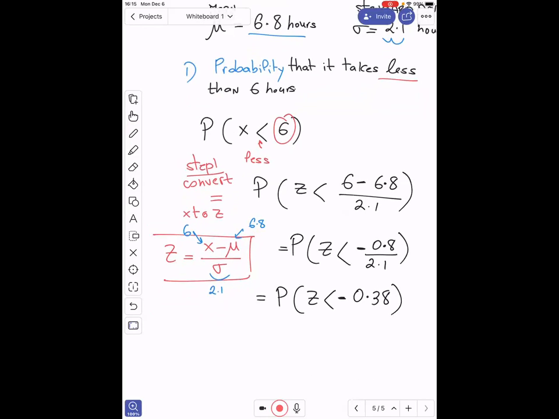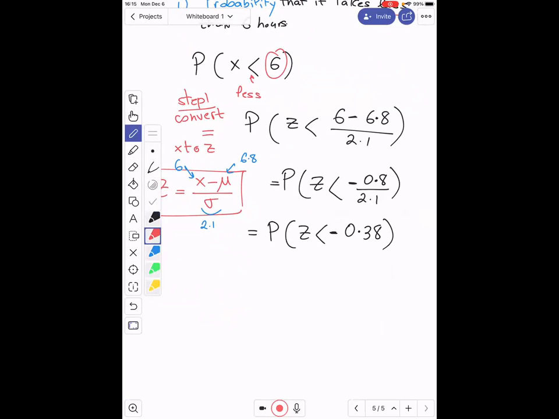Now, second step, you need to use your table. This is where we use table number 3, because table number 3 gives us the areas and probabilities for any value of z. So z less than negative 0.38. Check table number 3 in the formula sheet. Don't forget your formula sheet. I can probably provide you with a formula sheet. So this is a negative value.